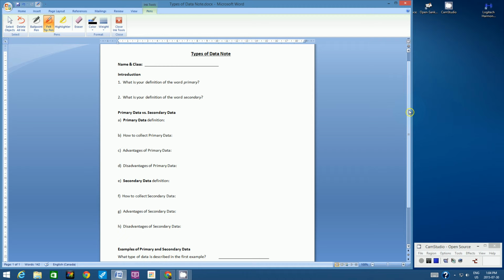Okay? So let's go to the second section here, primary data versus secondary data. Primary data definition. Okay? So when no information or data exists on a topic, then new or primary data needs to be collected. All right, so if you need to pause, if you need to rewind, please do so now.